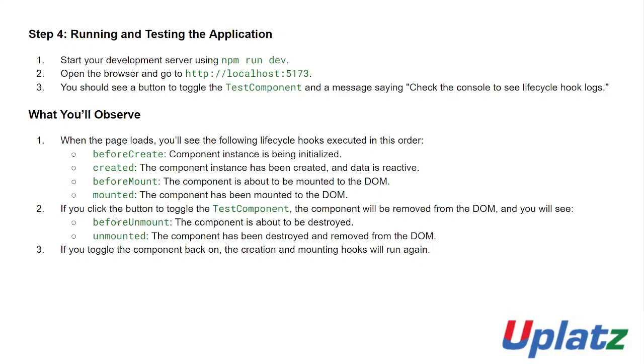Number 2, you click the button to toggle the test component. The component will be removed from the DOM and you will see before unmount, the component is about to be destroyed. Unmounted, the component has been destroyed and removed from the DOM.